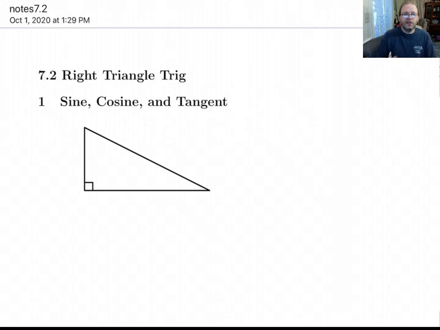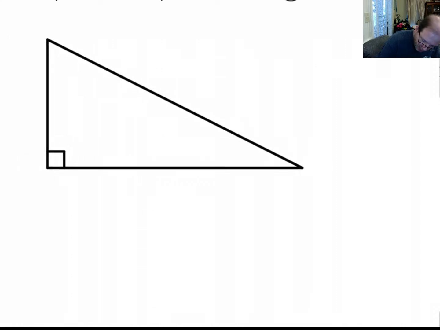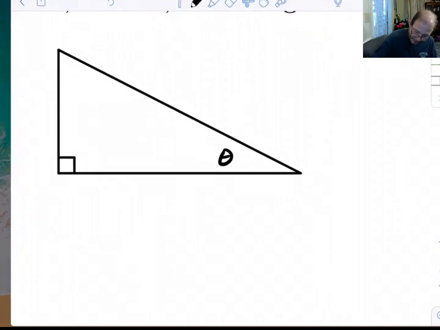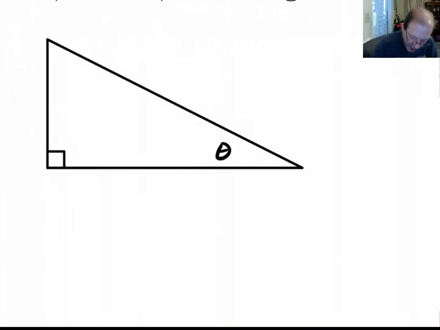Hey guys, in 7.1 we started talking about angles, and in 7.2 we're going to start looking at trigonometry on right triangles. So first up, let's look at this triangle I've got drawn here. It's a right triangle, and we indicate that with the little square in the corner there. And when we use angles, we typically use Greek letters. I'm going to call this angle down here angle theta. All right, so we've got angle theta there.